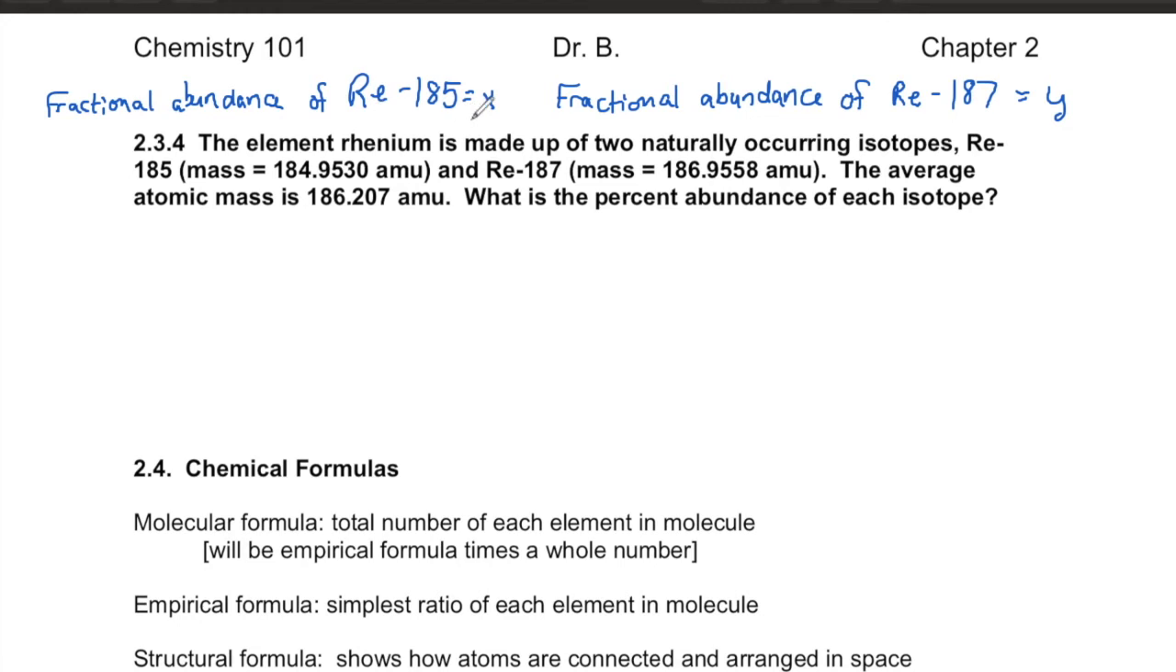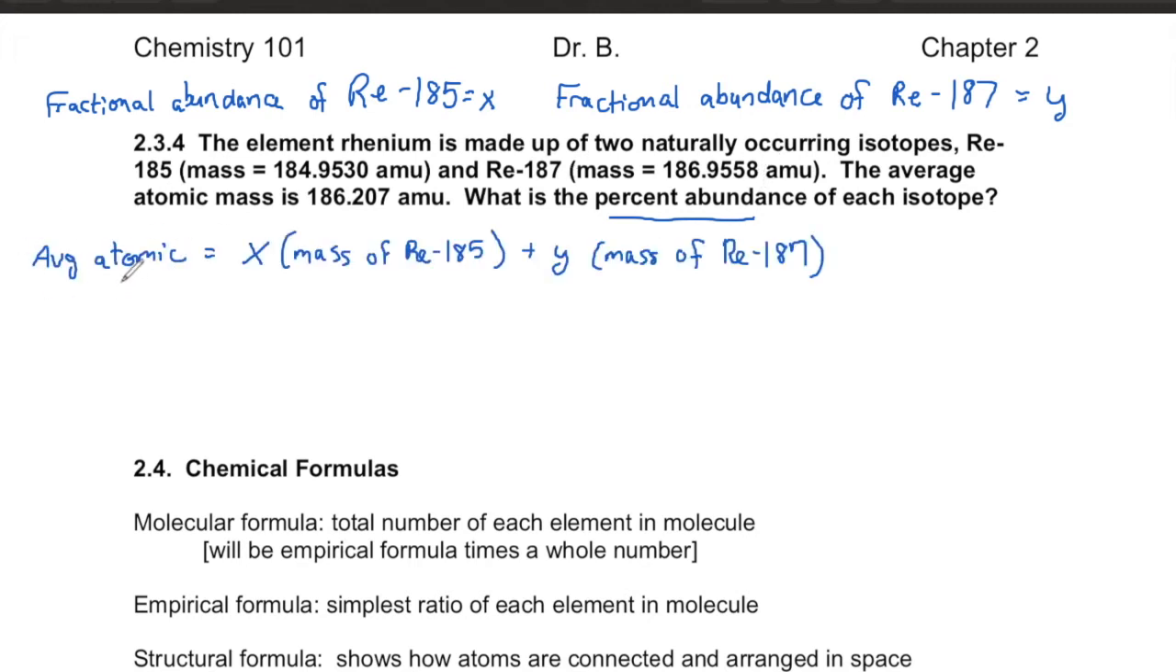Okay, so here we have our problem: we have an element that has 2 isotopes. We know each of the masses of those isotopes, and we know the average. So we have enough information to figure out what the fractional abundance of each of those isotopes is. And then the question does ask us to report it as a percent. So we'll report it as a percent when we're done.